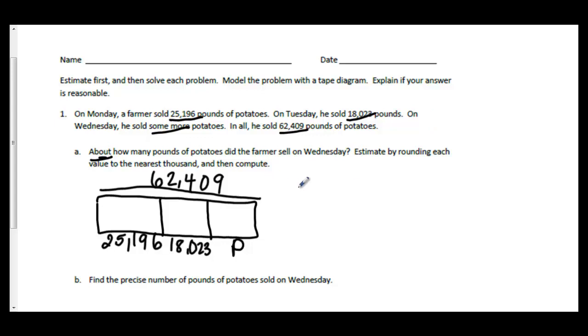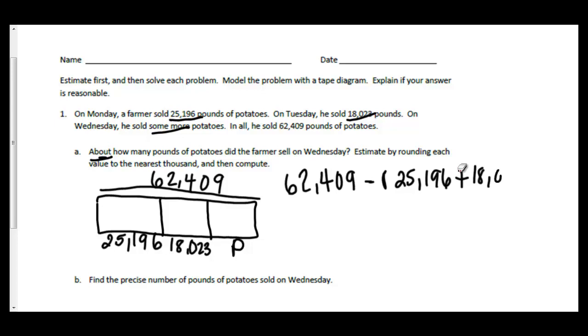But I'm estimating. I start with my total, 62,409, and that's going to be my first number. I'm going to take away the sum of 25,196 plus 18,023. Now I could go ahead and add these together and subtract, but that would defeat the purpose of estimating. The whole purpose of estimating is, in this case, to see if my answer is accurate, or to be able to check my answer.